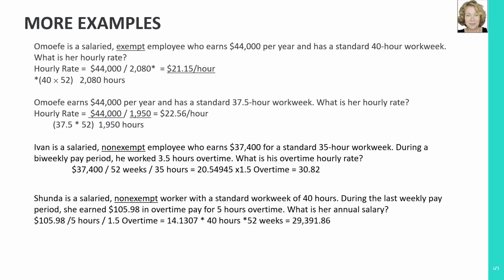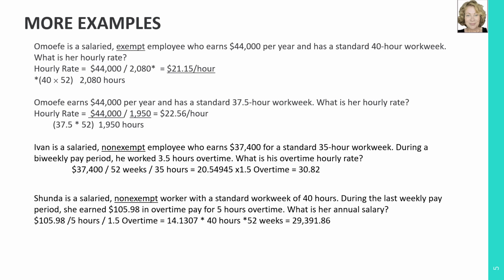Let's look at a few more examples just to keep practicing. This employee is salaried, earns $44,000 per year, and has a standard 40-hour work week. What is her hourly rate? We take the $44,000 divided by 2,080, and you might wonder, where does that come from? Well, it's a shortcut calculation by just taking the 40 hours per week times 52 weeks per year.